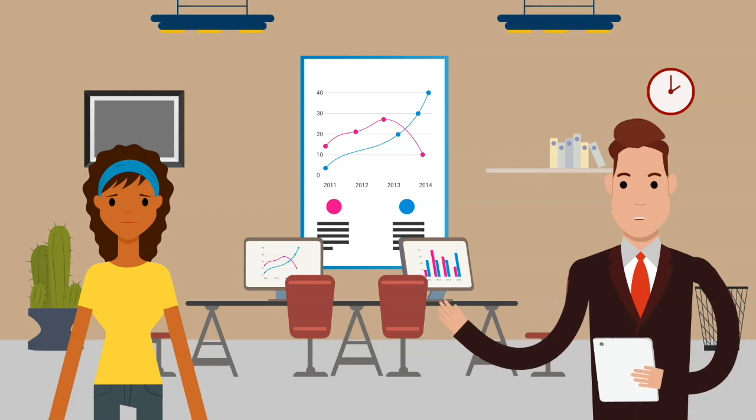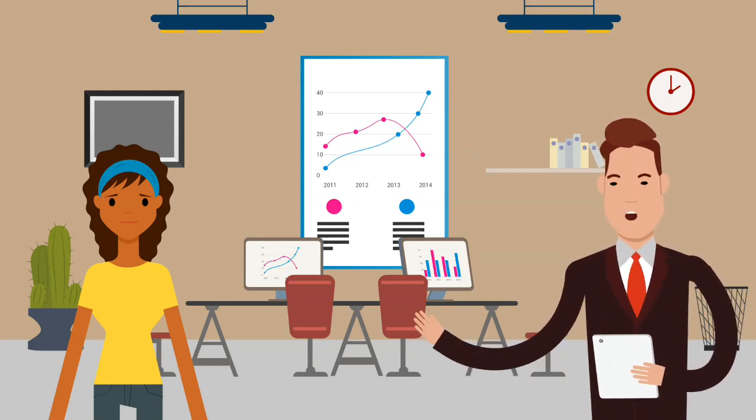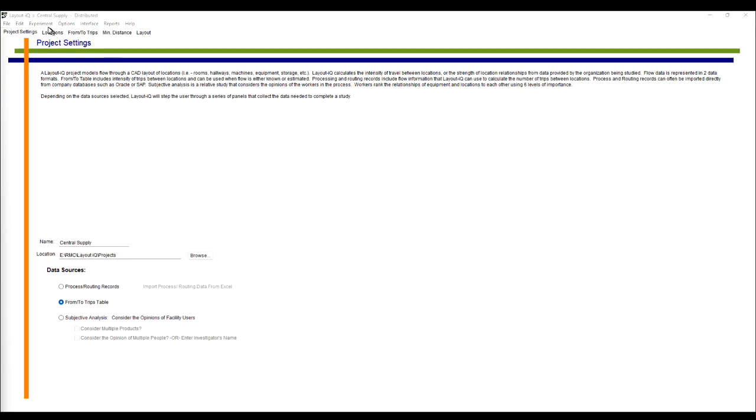Continuing on to feature 8. Layout IQ has an experimentation feature that allows users to create and score multiple layout alternatives and compare them to each other quickly and easily to find the best one. I will demonstrate this feature on a project whose goal was to determine the best way to store supplies on a nursing unit. Notice I have already created 2 scenarios in this project.